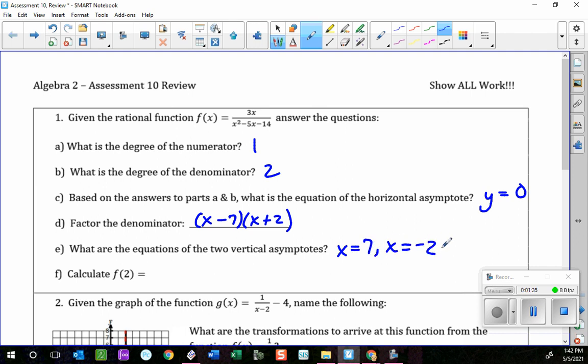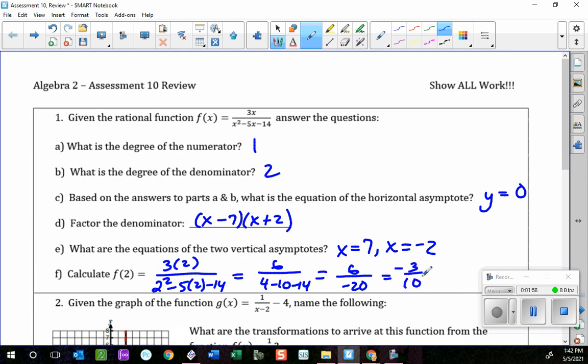All right, calculate f of 2. So I'm going to plug in 2. 3 times 2 over 2 squared minus 5 times 2 minus 14. So that becomes 6 over 4 minus 10 minus 14. So 6 over negative 20. So that will become negative 3/10. Also, you can do it on Desmos if you like to.